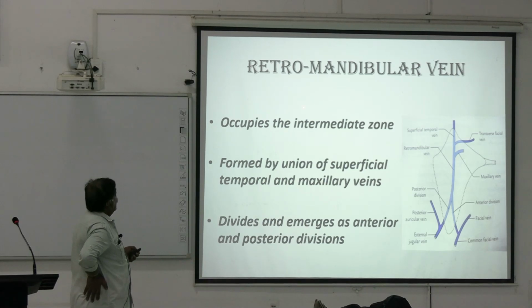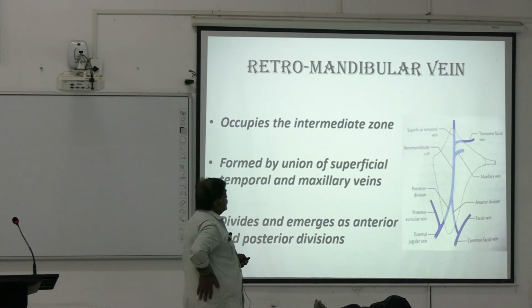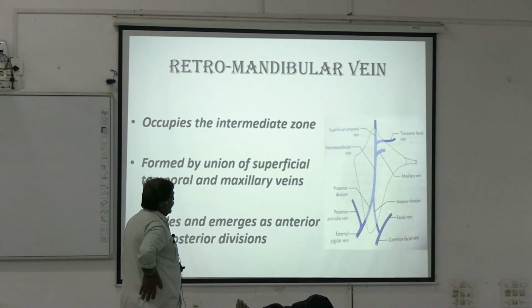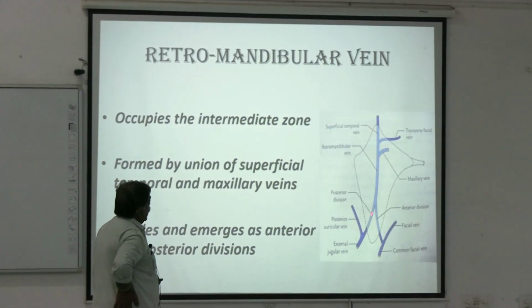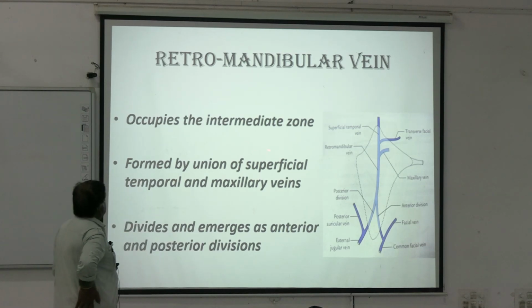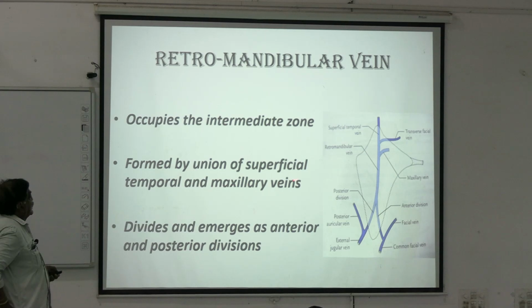The retromandibular vein occupies the intermediate zone. Now this is the retromandibular vein, and the posterior auricular vein, the facial vein, the common facial vein, and the external jugular vein. See, superficial temporal vein, the transverse facial vein, retromandibular vein. It occupies the intermediate zone, formed by union of the superficial temporal and maxillary veins, and divides and emerges as anterior and posterior divisions. Next.